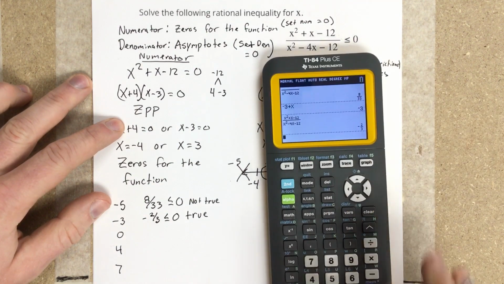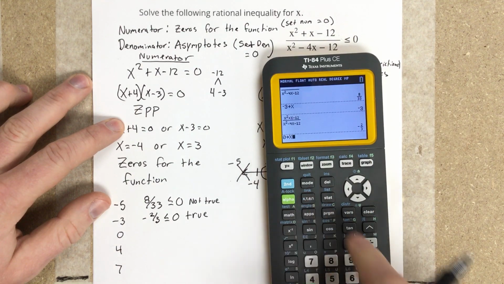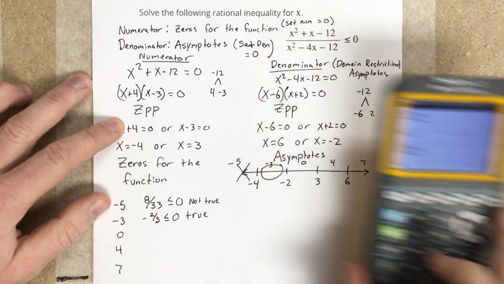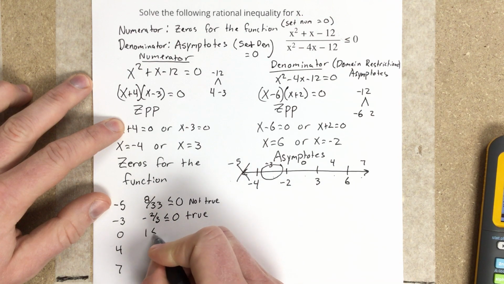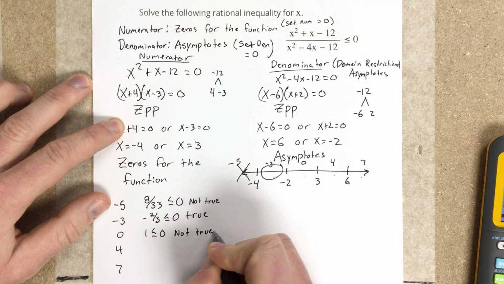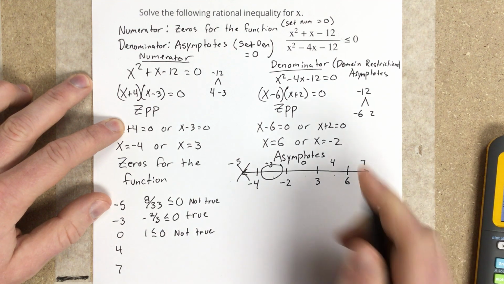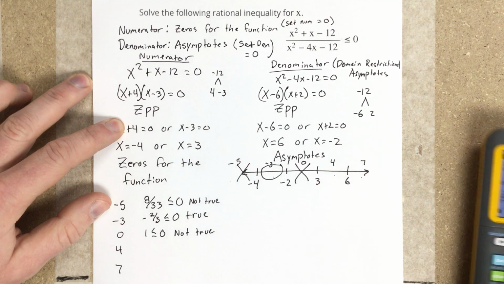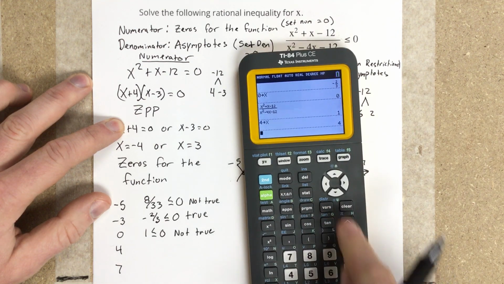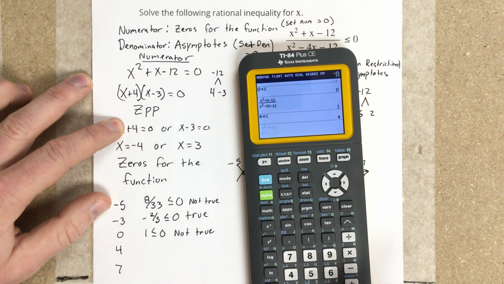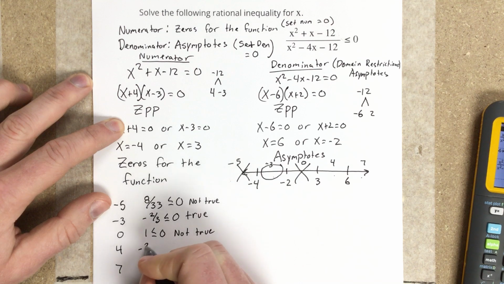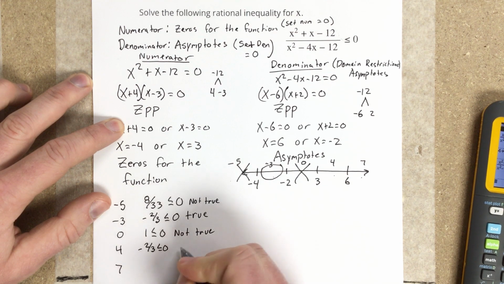Let's do 0 now. So 0, store it as x. Grab that function. We get 1. So 1 less than or equal to 0. That's not true. So these are not solutions. So then we do the same thing with 4. 4, store it as x. Get -2/3 again. So -2/3 is less than or equal to 0. That is true.